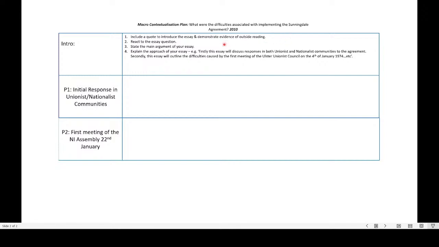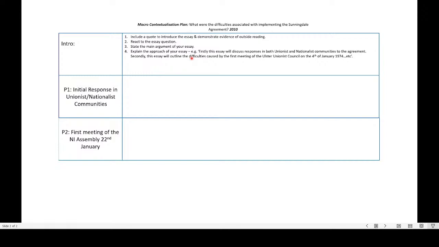You need to react to the essay question, state the main argument of your essay, and explain the approach of your essay. An example I always say to my students: we're not going to pick up good marks in our introduction anyway. We just generally don't. So what we do is we keep our introduction short. So we just outline the approach.